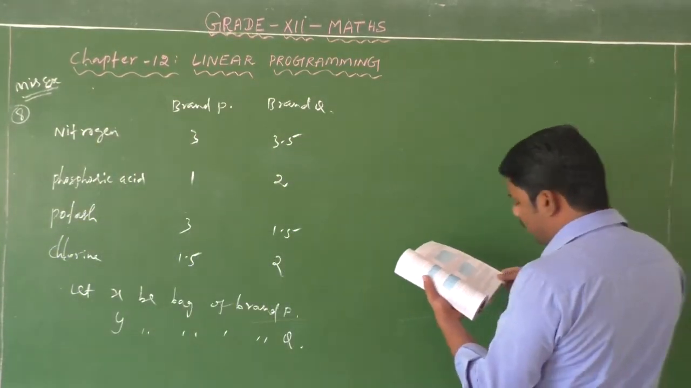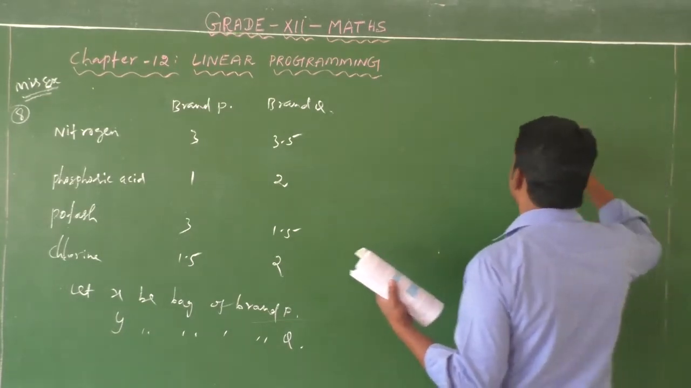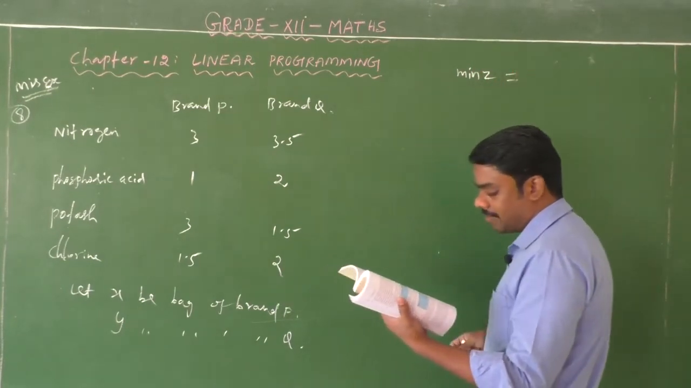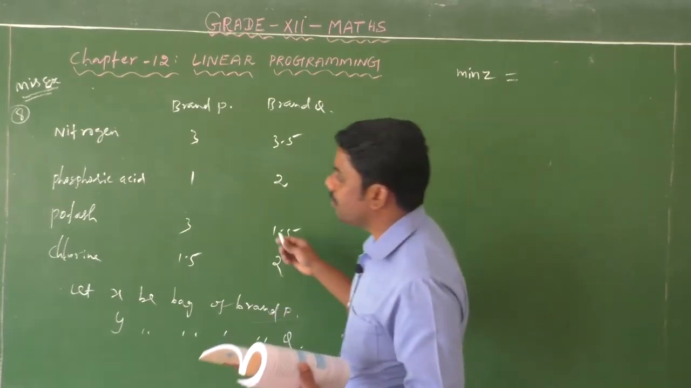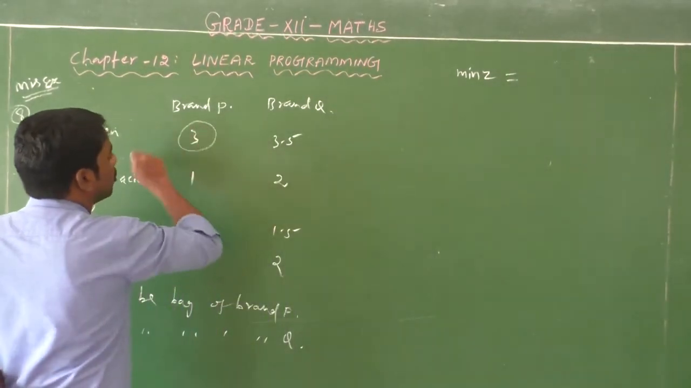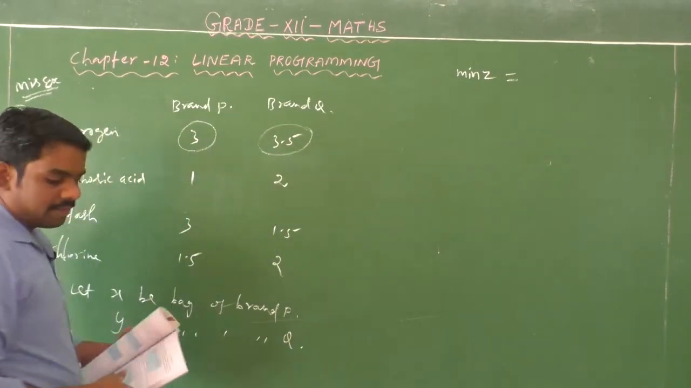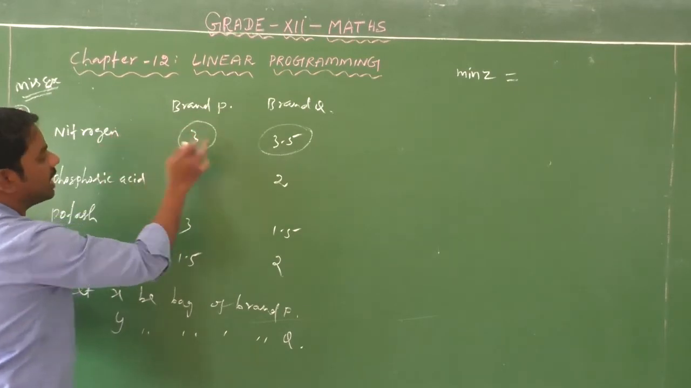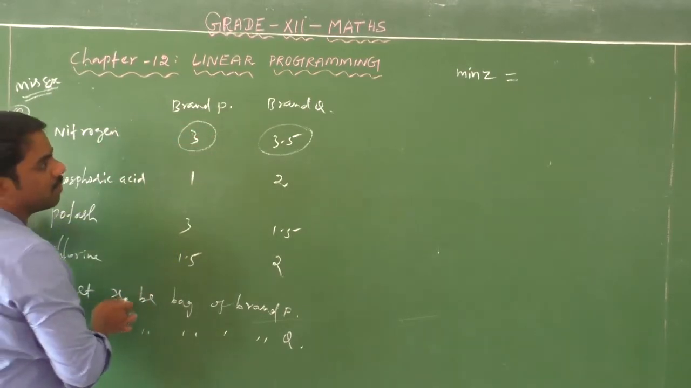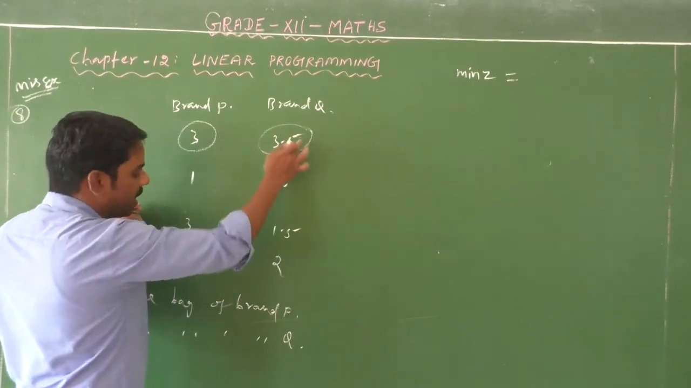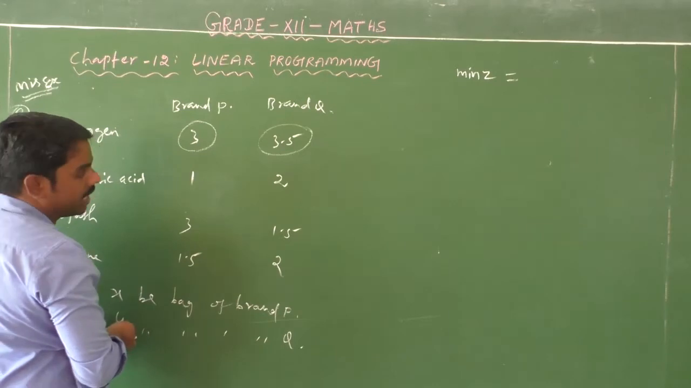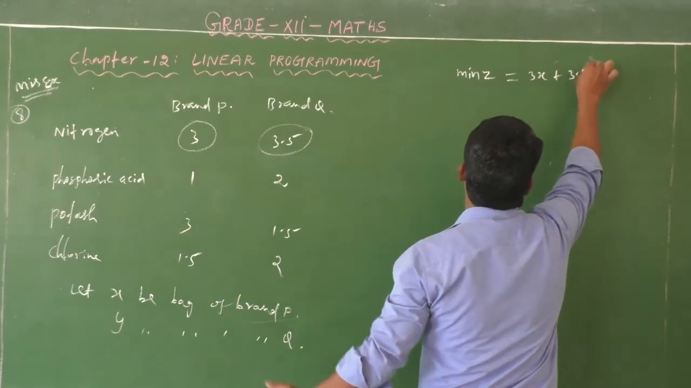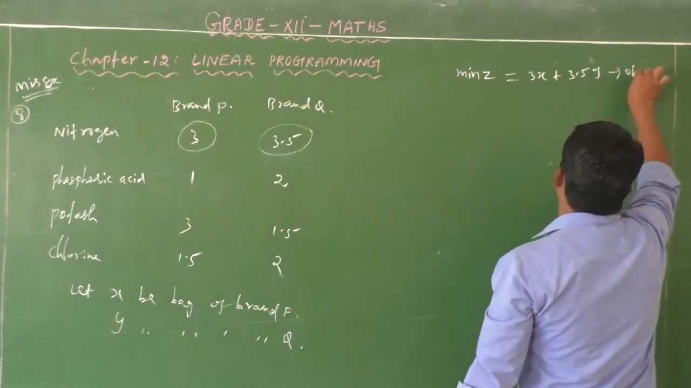We need the minimum amount of nitrogen added in the garden. So the objective function is the minimum of Z, the minimum amount of nitrogen. Given information, the nitrogen amount of brand P is 3 kg and brand Q is 3.5. So brand P has 3 kg of nitrogen, so 3 into X, plus brand Q has 3.5 kg, so 3.5 into the number of bags in Q, which is Y. So minimum of Z is equal to 3X plus 3.5Y. This is the objective function.